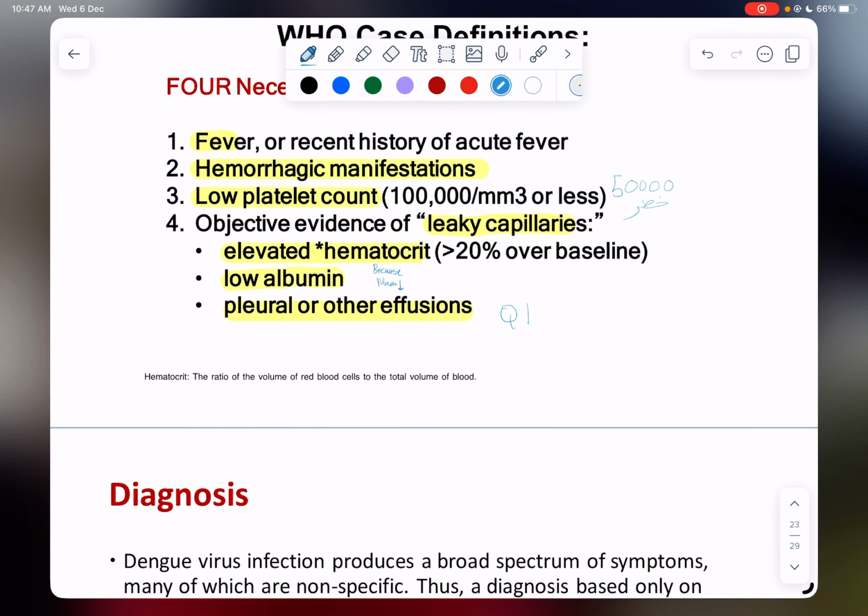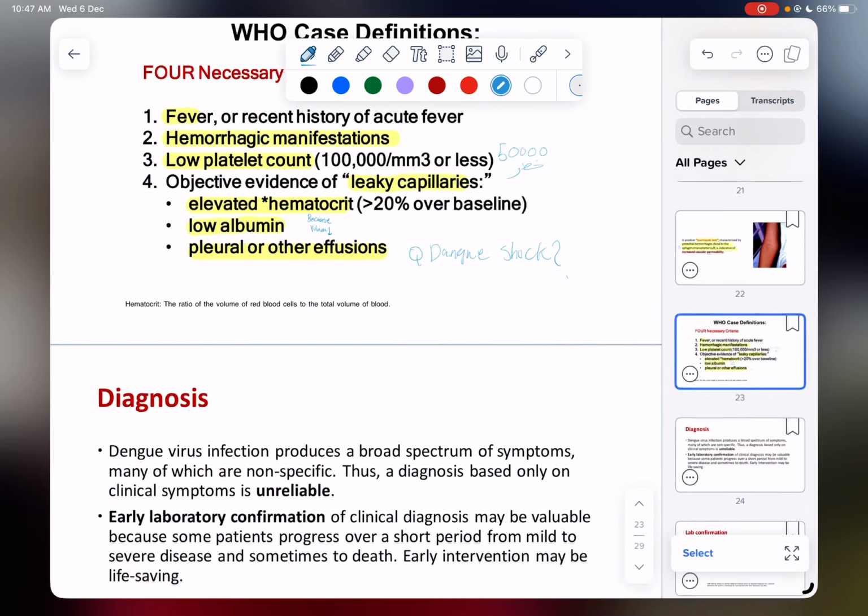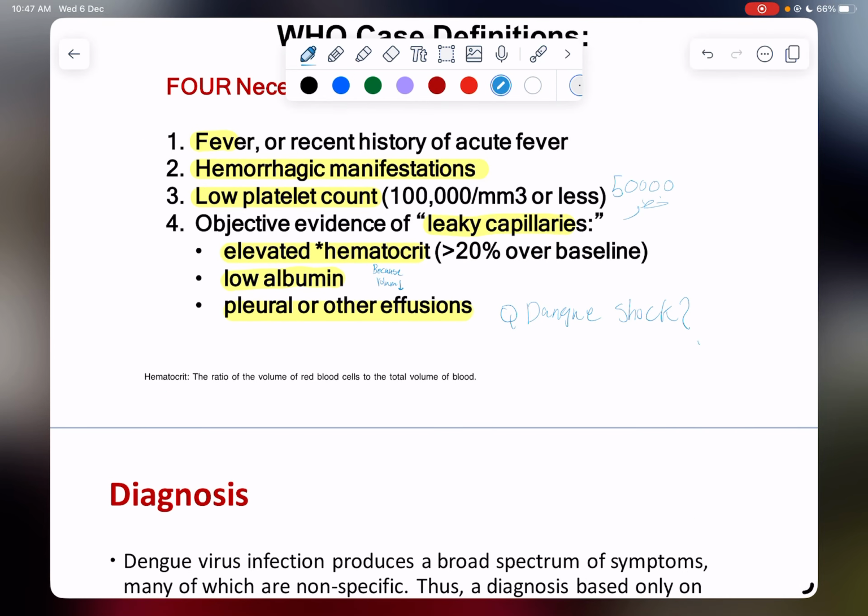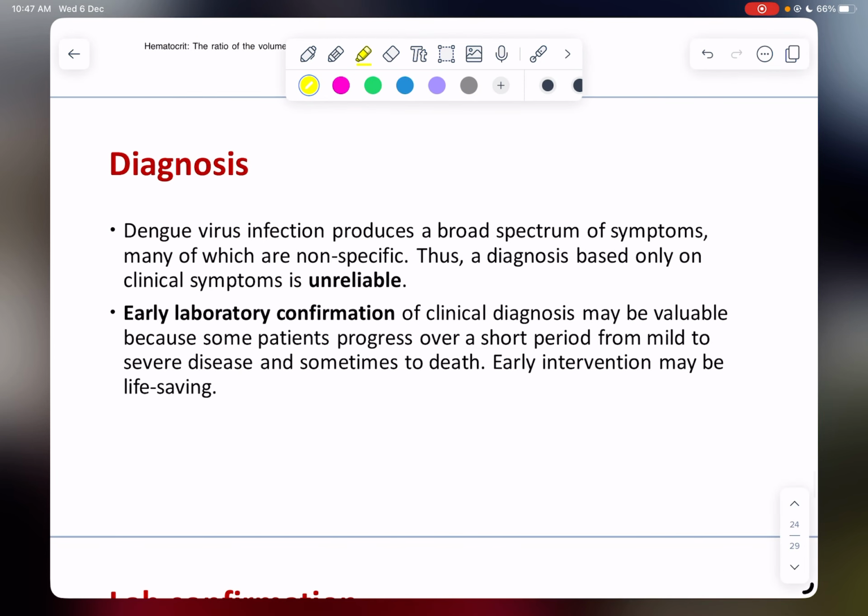Now, how do you diagnose a case of dengue fever? Clinically, you need to have a good history. You need to have knowledge of the epidemiology, whether dengue is present in that region or not. You need to take a very careful history of mosquito bites, and whether the person has been a traveler. You need to take the recent travel history.